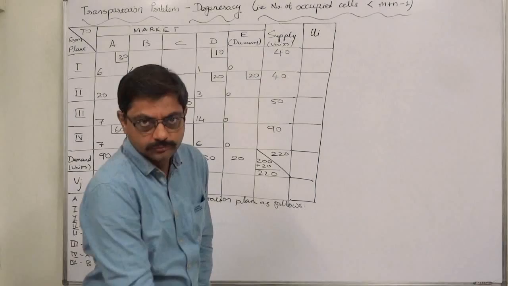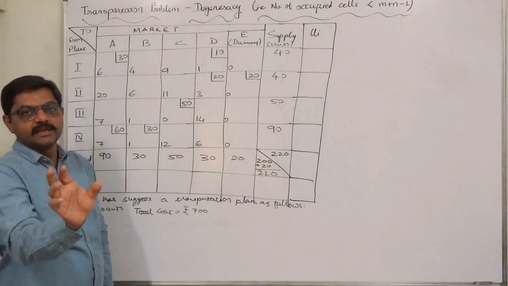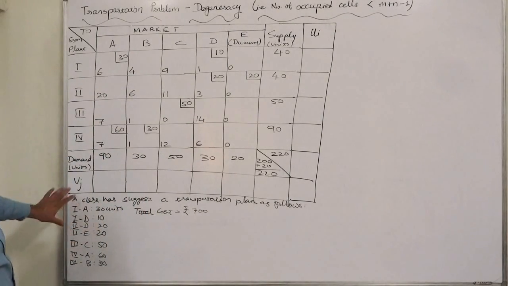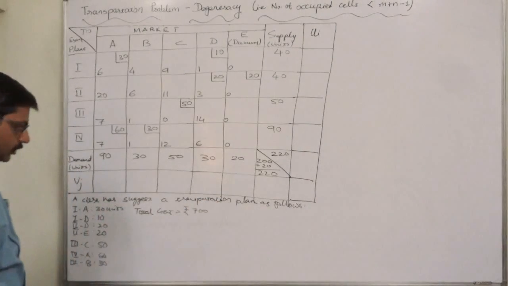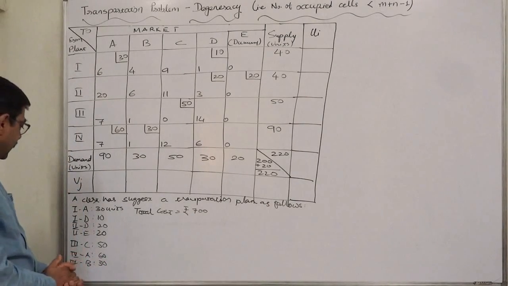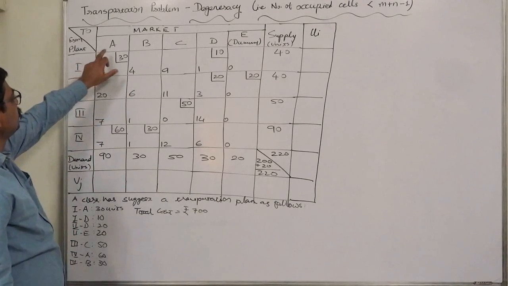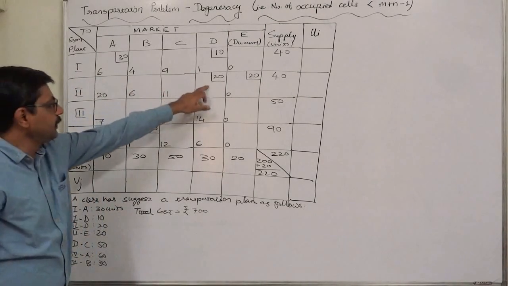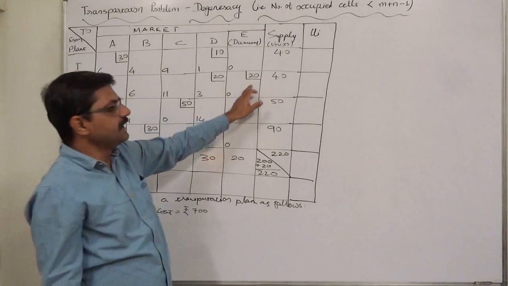Then what to do? Yes, we are going to get the answer to this question, what to do in case of the situation of degeneracy. This is a transportation problem and one of the clerks in the transportation company has suggested a transportation plan as follows. 30 units to be transported from plant 1 to market A, 10 units from plant 1 to market D, 20 units from plant 2 to market D, 20 units from plant 2 to market E, and so on.